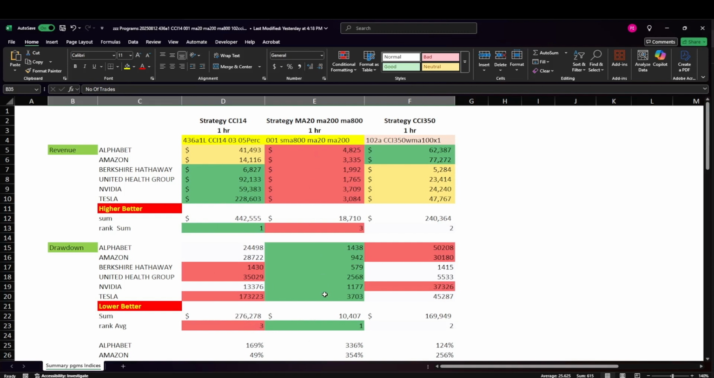Or if you want to be really conservative on the other end of the scale, a very low drawdown with relatively still pretty good revenue, 18,700. That's probably a strategy you may want to consider.